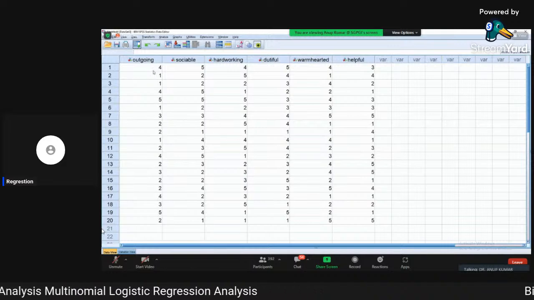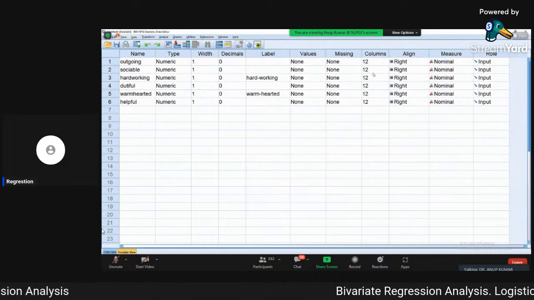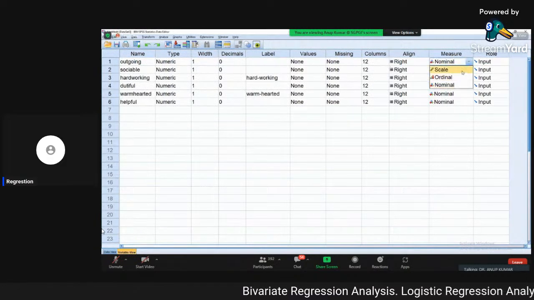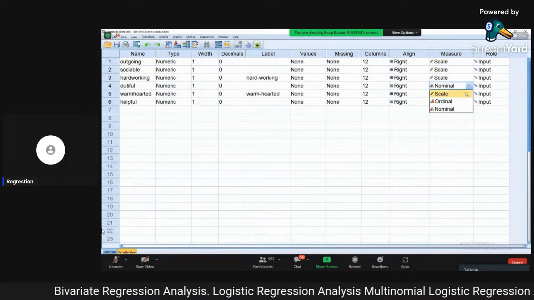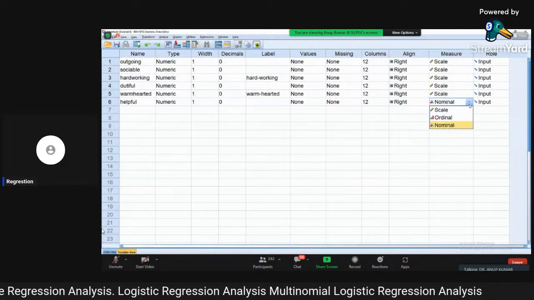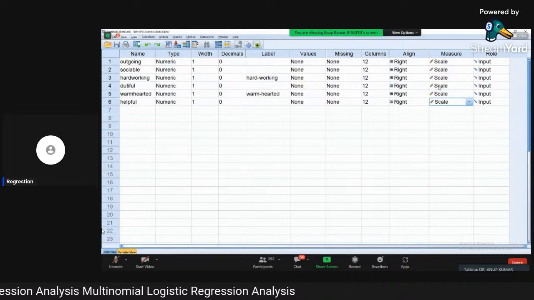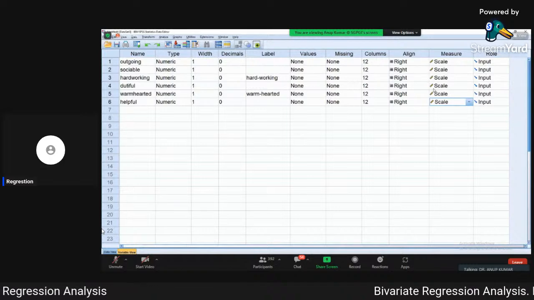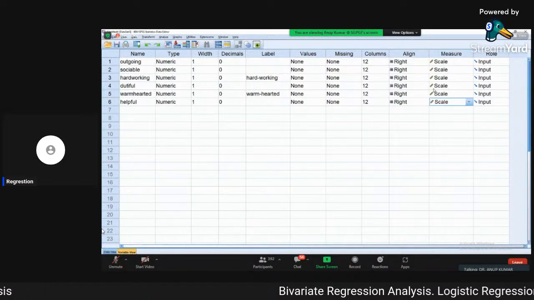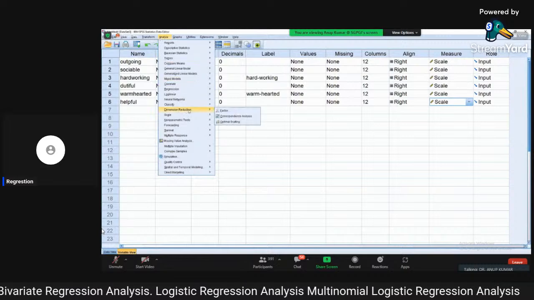Now this is the most important thing about doing the factor analysis: your data should be on the scale, or it can go to the ordinal, but it should be on the scale. It should be numeric, because we are doing all the calculation with the help of the mean and the variance, and mean and variance are valid only for scale data. So that is one thing we should take care of.